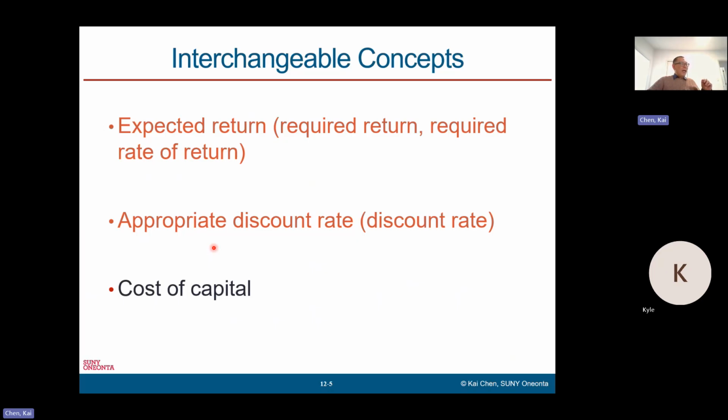If we want to look at it from the perspective of a firm, then we use the cost of capital. If we look at it from the perspective of an investor, then we use expected return. When we are in capital budgeting, we want to discount the future cash flows into the present value, then we use the discount rate. Okay. Generally speaking, these terms are interchangeable.